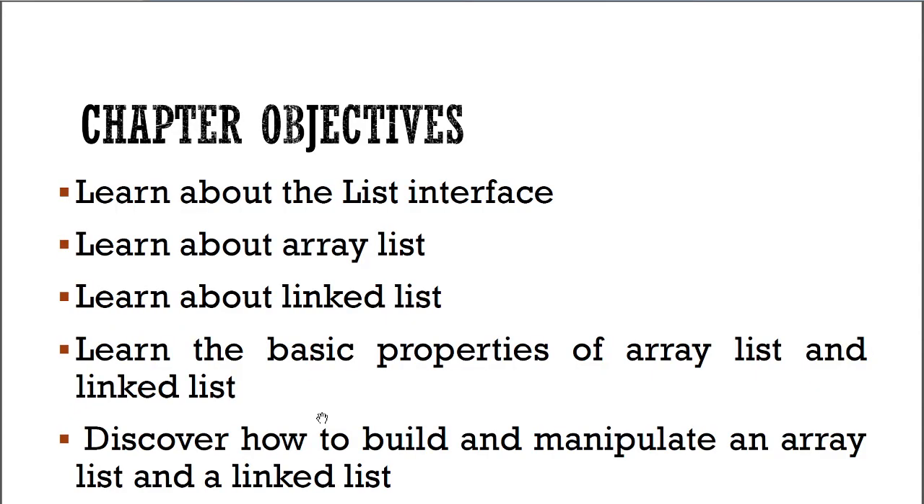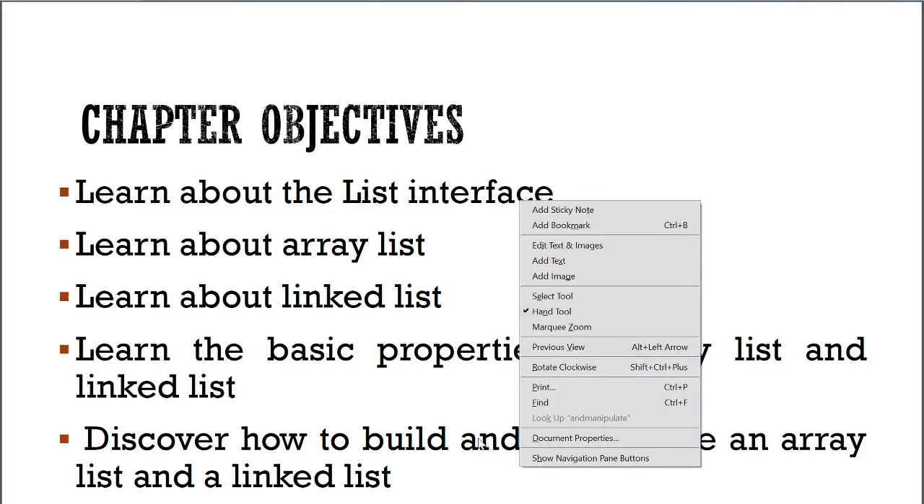For this chapter, you are going to learn about the list interface, what lists are. You have to learn about the array list, one method which uses an array, different from the conventional array. This is the array data structure. And next week, we are going to learn about linked list, which is a pointer-based list. So there are two types of lists for this chapter, array list and linked list. You have to learn the basic properties of these data structures, and you have to know how to build and manipulate an array list and a linked list.